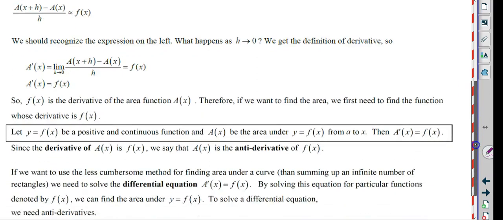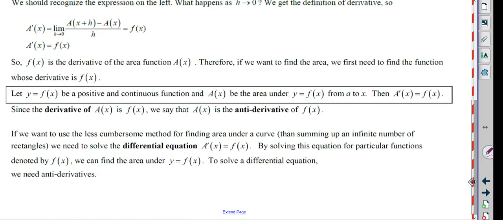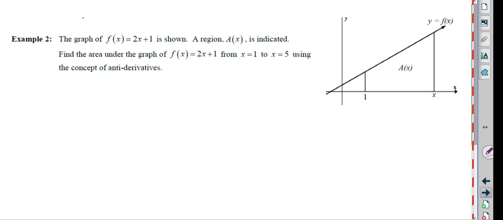So in other words, given the function, because we know the function of the line, we need to find a function whose derivative is that. If we want to use a less cumbersome method for finding the area under a curve, other than summing up an infinite number of rectangles, we need to solve the differential equation, which involves a derivative: A prime of x equals f of x. By solving this equation for particular functions denoted by f of x, we can find the area under y equals f of x. To solve a differential equation, we need antiderivatives. Yeah. Whatever happened to uncle derivative?